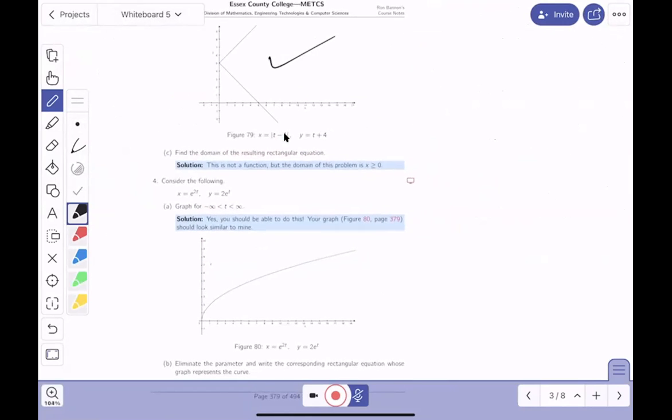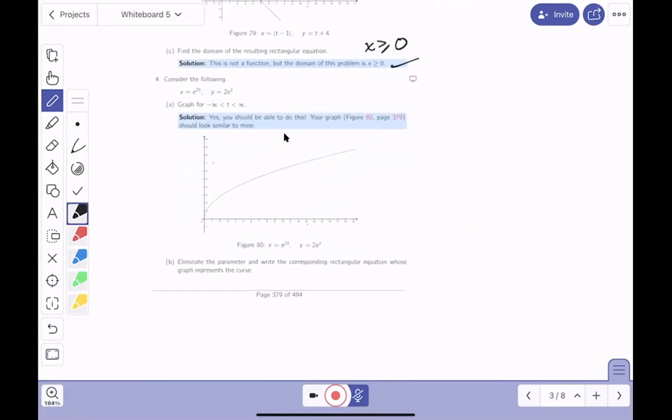What's the domain of the problem? Well, what's the domain? It's the x values. The x's are going to be, well, looking at it, what are the x's? Greater than or equal to 0. And that's written over here for you. All right, number 4, a little more complicated.